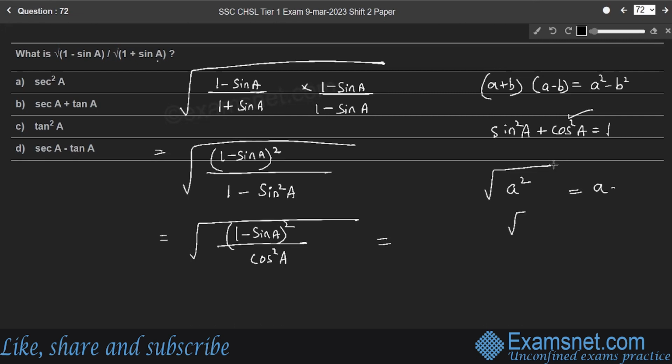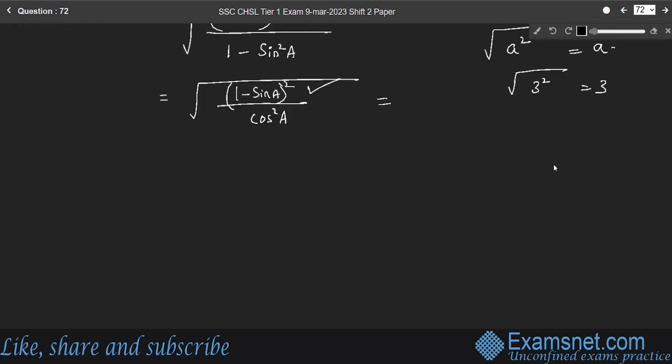In other words, square root of 3 square, 3 square is 9, its root is 3 itself. Therefore, square root of square of a number is the number itself. Right? So, use the same concept here for the numerator.